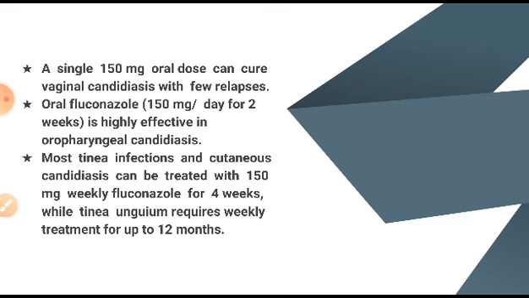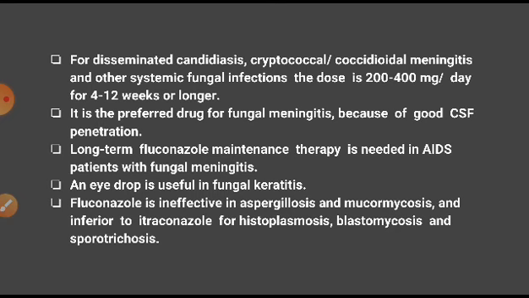Tinea infections and cutaneous candidiasis are treated with 150 mg weekly fluconazole for a 4-week treatment. Aspergillosis, mucormycosis, and pseudallescheriasis are not responding well to fluconazole. Sporotrichosis, histoplasmosis, and blastomycosis are better treated with itraconazole.